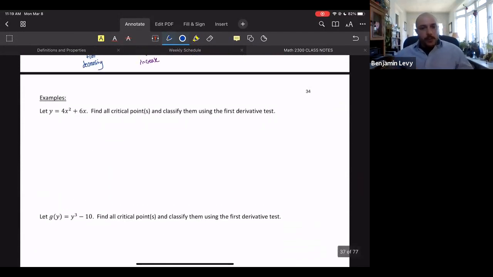So we're going to find the critical points and we're going to classify them, right? So finding the critical points, just to clarify, we're going to set the derivative equal to 0 and look for discontinuities. That's the definition of a critical point. And then we'll classify them using the first derivative test that we just talked about a second ago.